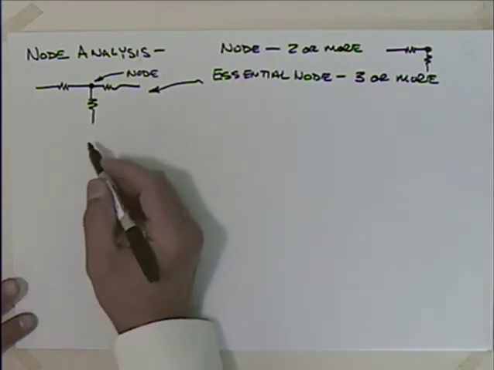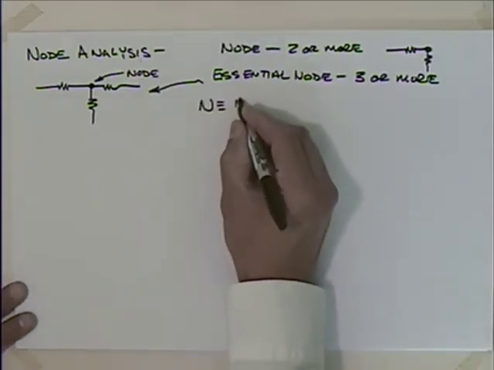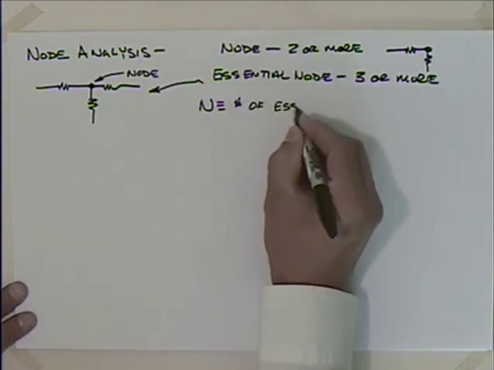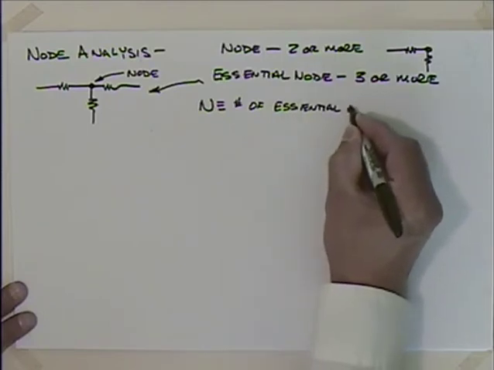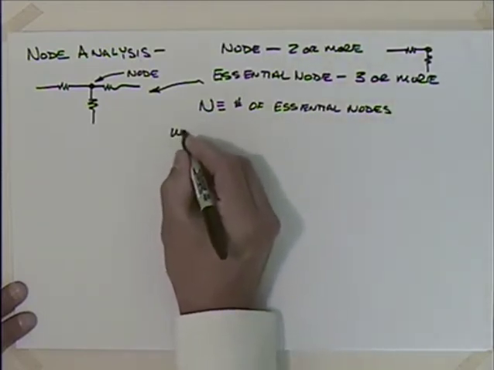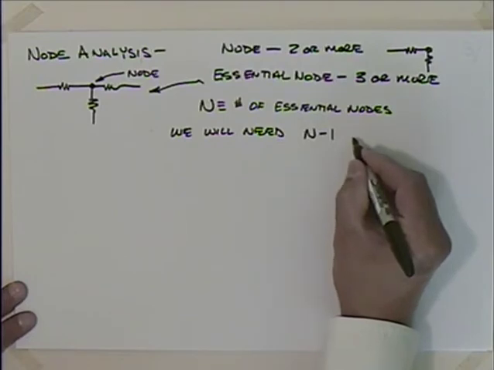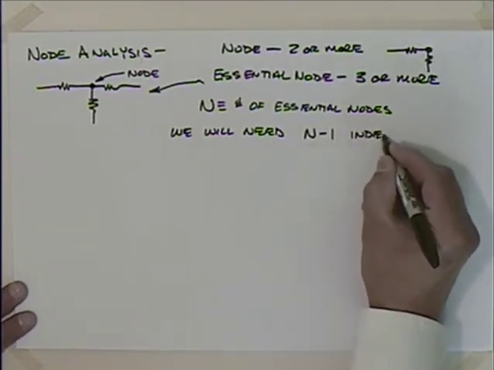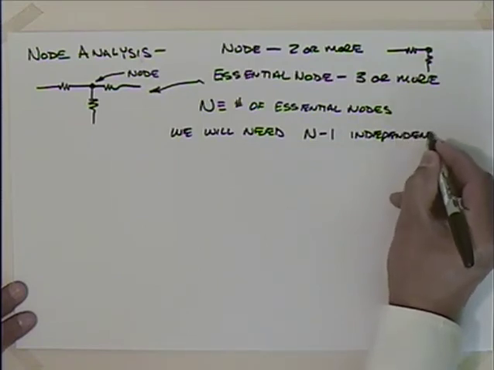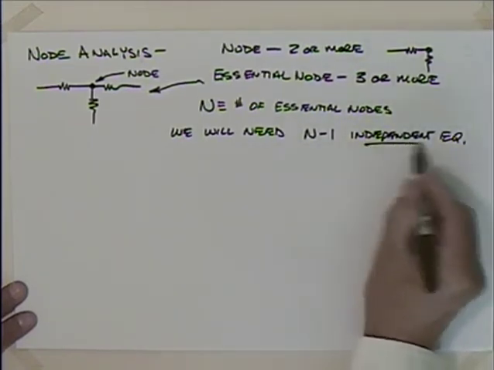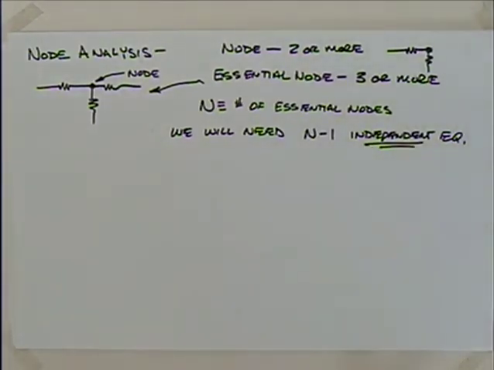So when we look at node analysis, if n is defined as our number of essential nodes, we will need n minus 1 independent equations to solve. Okay, and it's important that they be independent. If they're not independent, you're going to end up proving 2 is equal to 2 or something like that. So if we have 3 essential nodes, we will need 2 independent equations to solve that. That's pretty much it for definitions and whatnot.